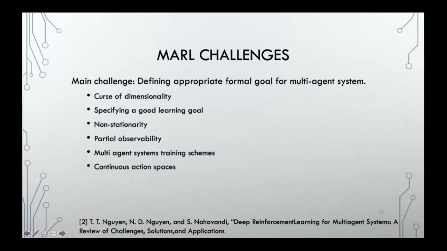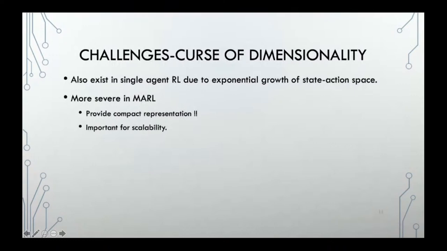The first challenge is the curse of dimensionality. This challenge also exists in single agent reinforcement learning and is inherited by the multi-agent reinforcement learning domain. It is caused by the exponential growth of the state-action space. But the effect of the curse of dimensionality is more severe in the multi-agent domain, because, as you see in the model slide, our joint action space includes the actions of all agents. Each agent adds its own variables to the joint action. Therefore, the effect of the curse of dimensionality is more severe. To overcome this problem, we need to provide a compact representation, which is also important for scalability to a larger number of agents in the system.